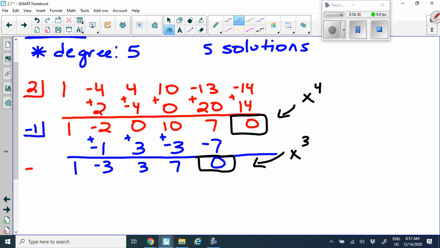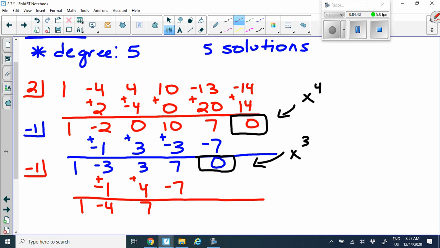So I'm going to use -1 once again because it's repeated. So I bring 1 down, I get -1, so I get -4 here. Then I get a +4, I get 7, and then -7. And of course I do this correctly because notice I do get 0 as my remainder. So anytime they do give you zeros, remember you should always get 0 as a remainder.